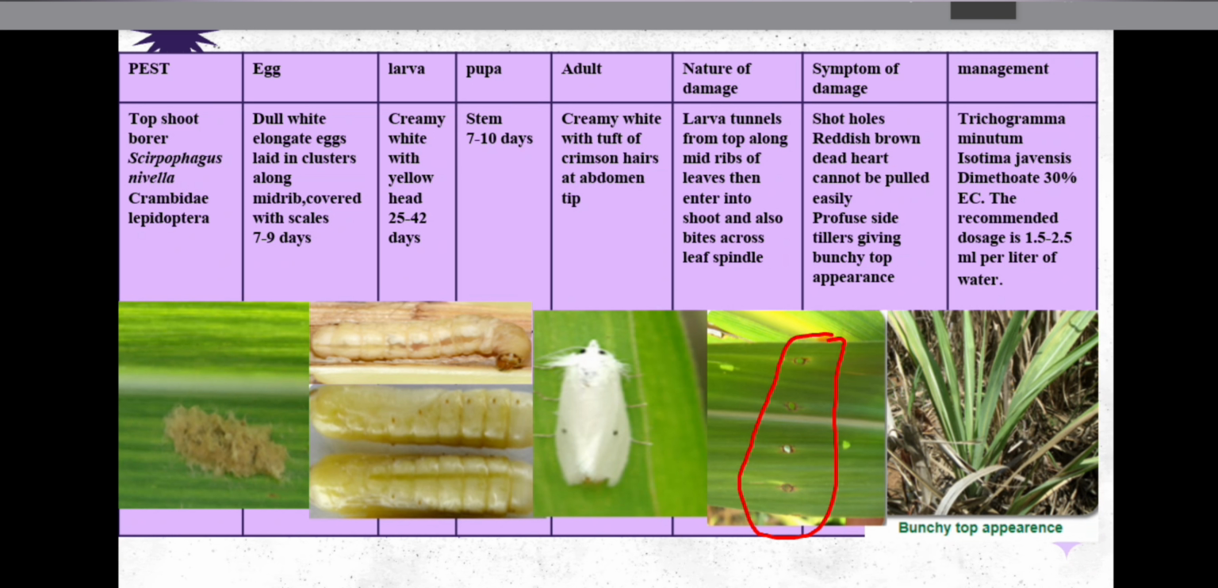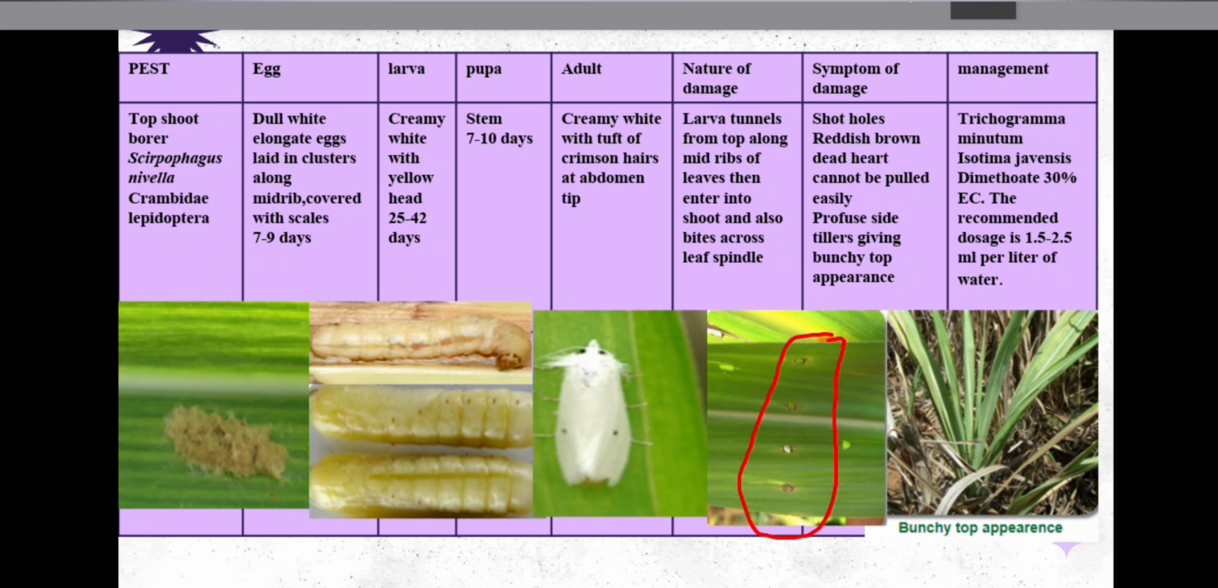Profuse side tillers giving bunchy top appearance. Here in the last image you can see the bunchy top appearance. Why? As the pest is damaging the top apical meristematic region, automatically the side tillering will be there. So that's why the plant will show the bunchy top symptom. And management: biological control with Trichogramma minutum and Isotima javensis, and application of dimethoate 30% EC at the rate of 1.5 to 2.5 ml per liter of water.